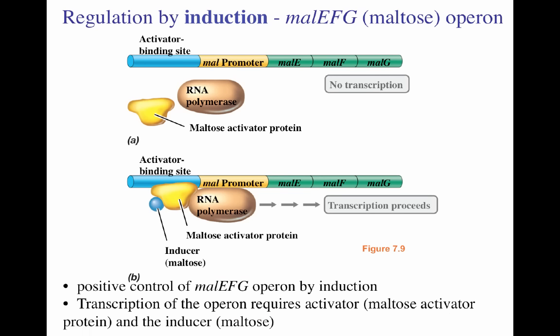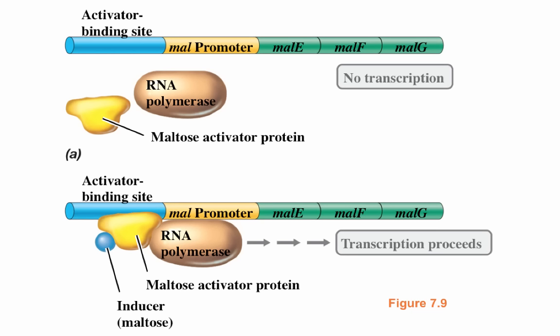Let's take a look now and examine regulation by induction. And here, as an example of this induction, we're going to have the maltose operon. The maltose operon has one promoter, it doesn't have an operator, and it has three genes, the MAL-E, MAL-F, and MAL-G. Now, it has an activator binding site upstream of the MAL promoter. And you also have the product of a maltose activating protein, shown here in yellow. In the absence of maltose, the maltose activator protein does not bind to the activator binding site, and therefore it cannot help the RNA polymerase to bind to the MAL promoter, and therefore there's going to be no transcription.